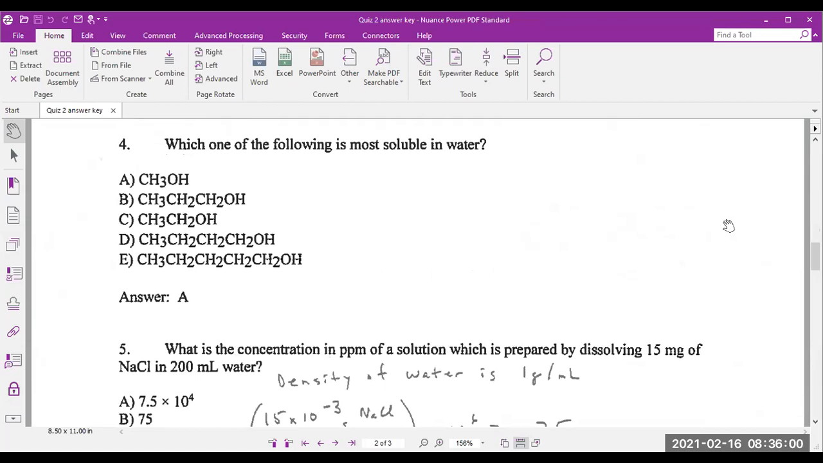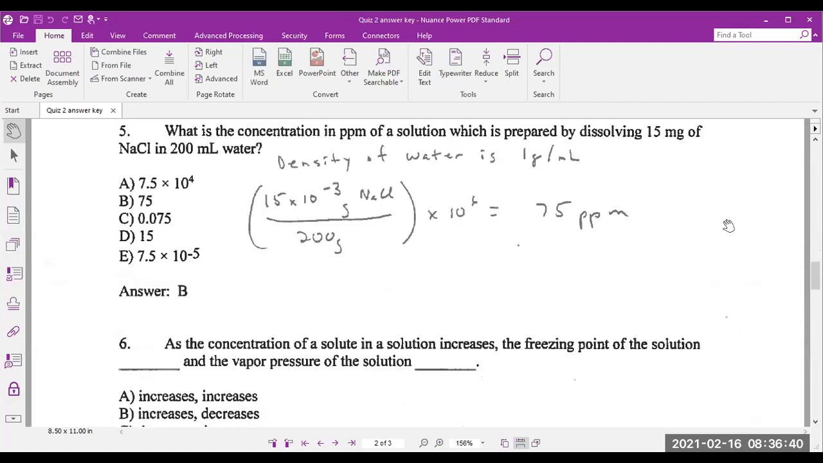Number 4, which one of the following is most soluble in water? The answer was CH3OH, that's methanol. The reason for that is it has the least amount of nonpolar functionality to it. So when we look at the different choices, the more of those CH2, CH3 groups it has, those are nonpolar. And since methanol has the fewest, it's the most soluble in water. That goes back to the like dissolves like idea from question 1.